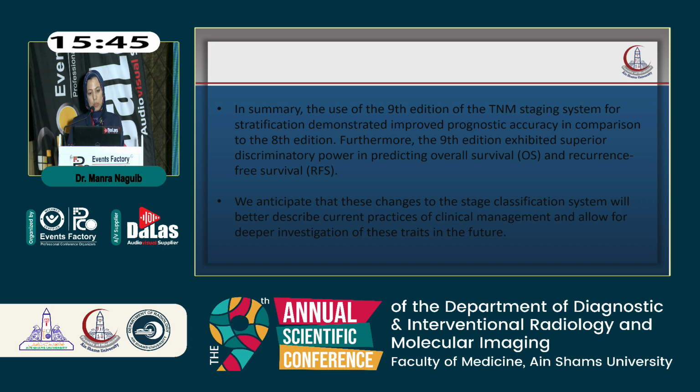In summary, the 9th edition of the TNM classification system demonstrates improved prognostic accuracy over the 8th edition. Furthermore, the 9th edition exhibits superior discriminatory power in predicting overall survival and recurrence-free survival. We anticipate that these changes to the stage classification system will better describe current practice of clinical management and allow for deeper investigation of these subgroups in the future.